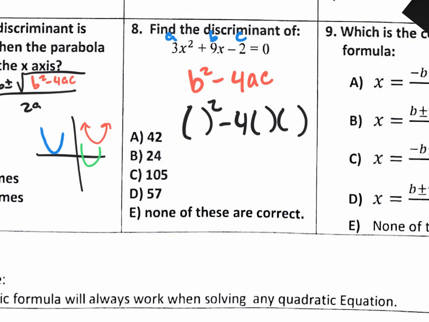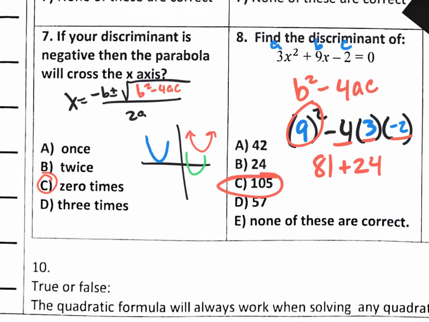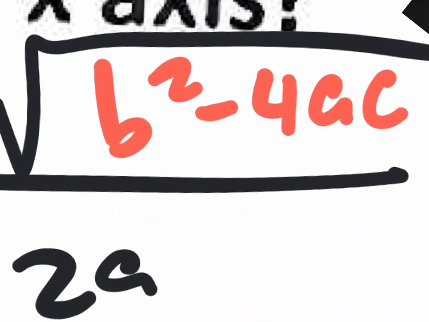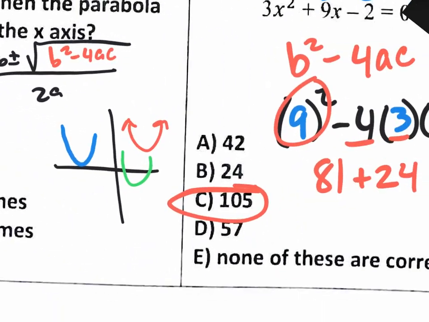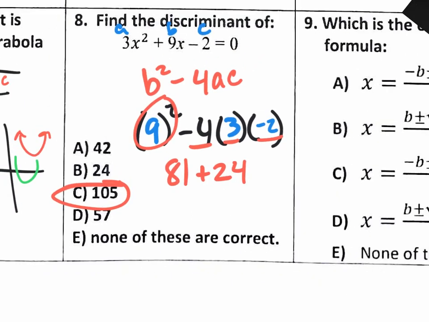So let's plug in the b value of 9. Let's plug in the a value of 3 and the c value of negative 2. So what we really have here is 9 squared, which is 81. Minus 4 times 3 is minus 12 times minus 2. That's a positive 24, which will give you the answer 105. So it's not doing the entire quadratic formula. It's only doing the inside of the square root. Don't even put the square root on it. It's just 105. Okay?